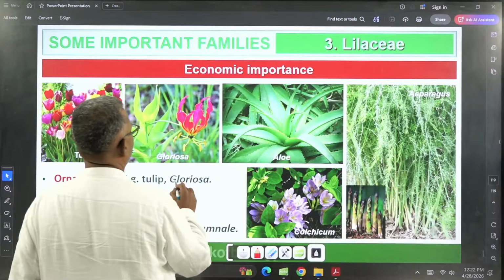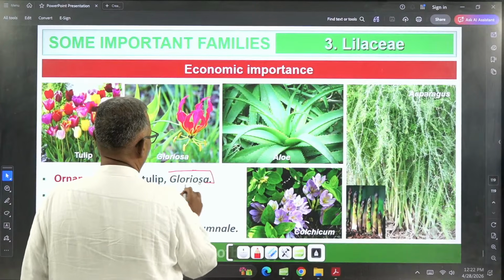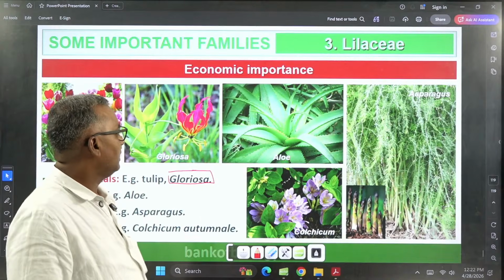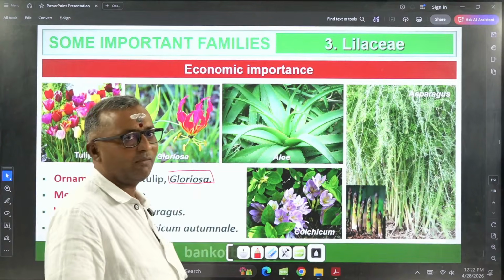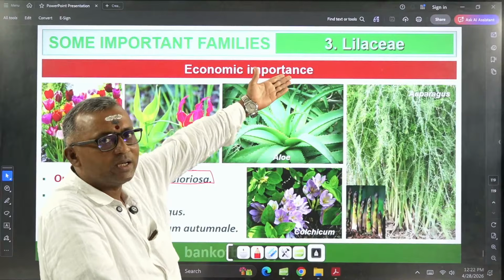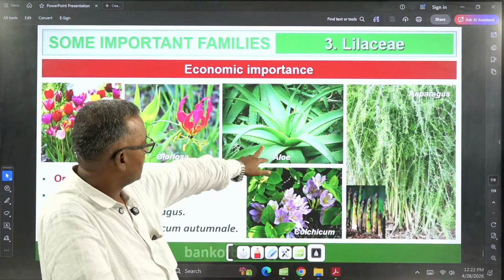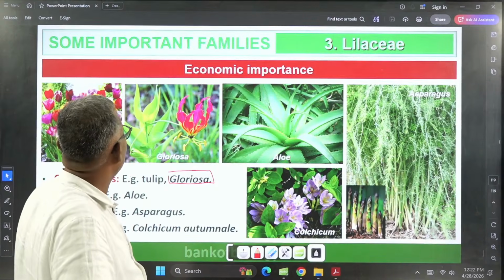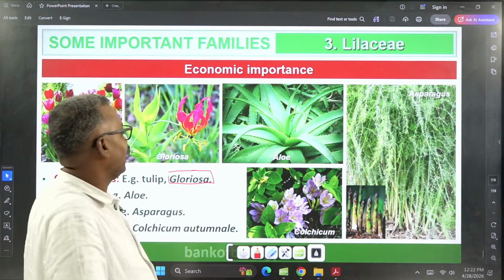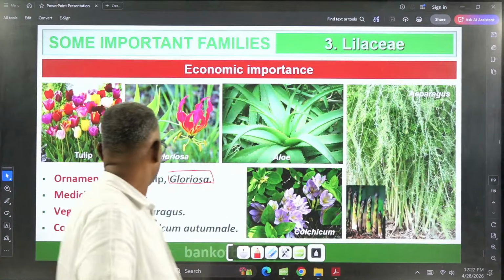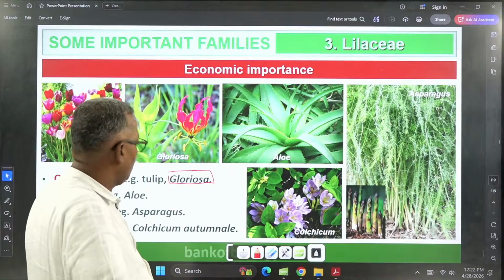Gloriosa is another important ornamental plant. Just remember Gloriosa only. Then aloe, I think you are all well known about aloe. Aloe is belonging to Liliaceae. So aloe vera, you all know. This aloe is another example belonging to Liliaceae. Then asparagus, this is asparagus. Asparagus is another important example that is used as a vegetable.